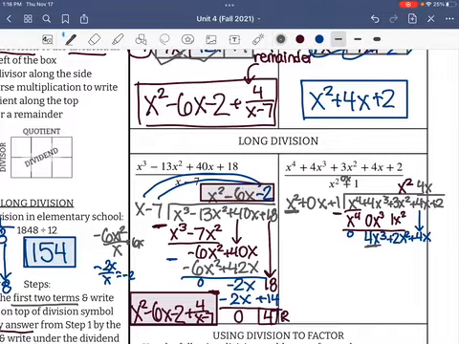Then you take that 4x and you multiply it by everything in front, and you get 4x cubed, 0x squared, and 4x. Then you subtract these. 4x cubed minus 4x cubed is 0. 2x squared minus 0x squared is 2x squared. And 4x minus 4x is 0. Just don't forget to bring down this 2.